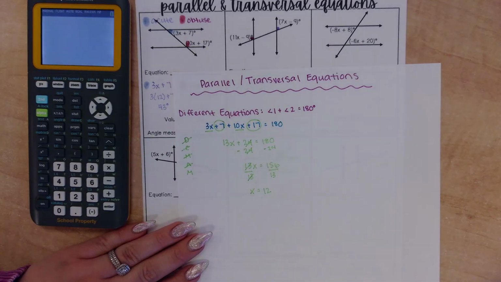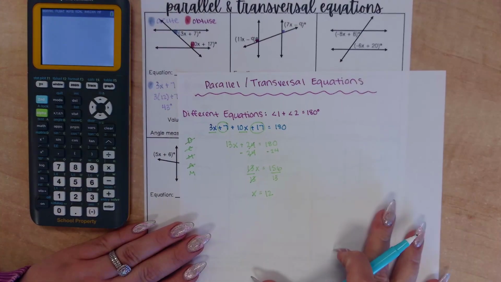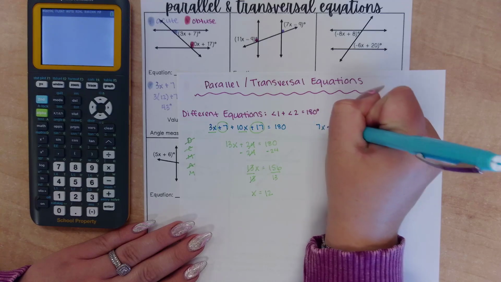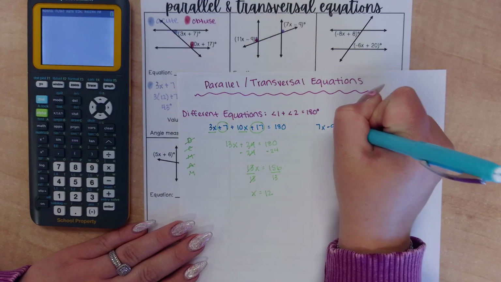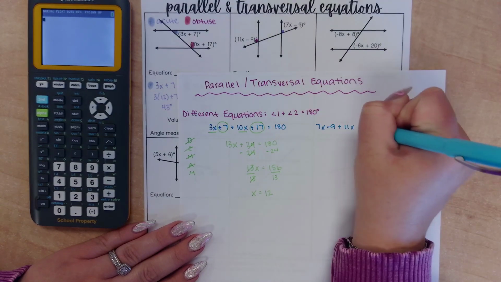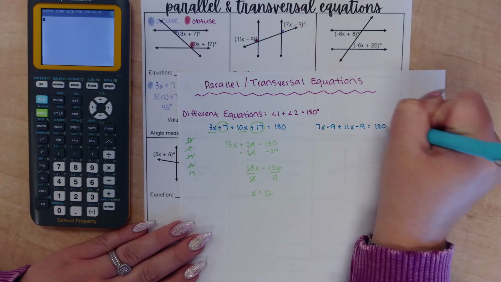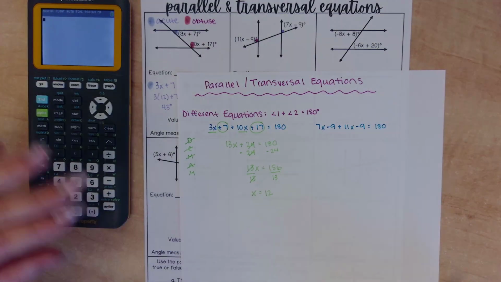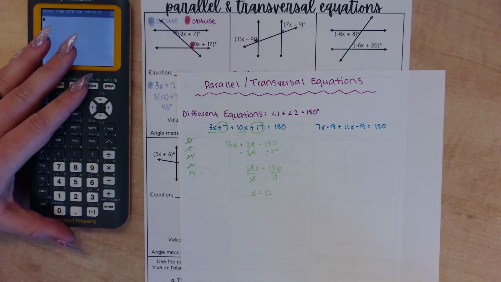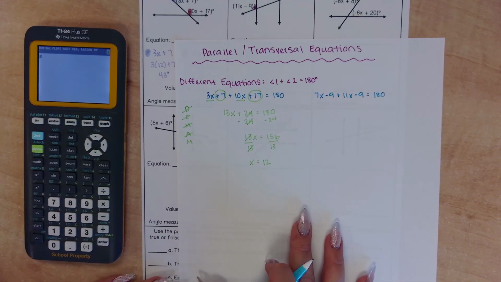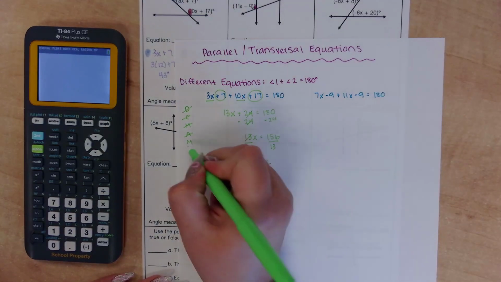So we're gonna come back to our paper here, and we're going to set up our equation. 7x minus 9 plus 11x minus 9 equals 180 degrees. Whenever the angles are different, you must set them equal to 180. Now, yes, I can make you solve this using Don't Call Me After Midnight. That's how I taught you originally, so why not?